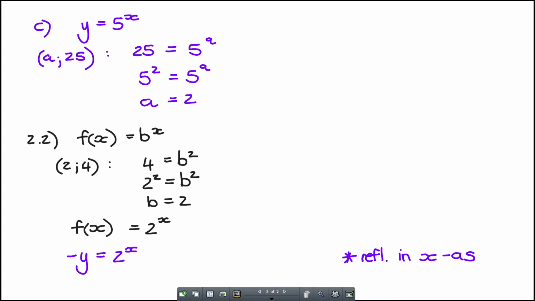Okay, so now I just gotta go and y will then be minus 2 to the power of x. So g(x) will be minus 2 to the power of x. Is julle reg daar? Okay, dan by B.